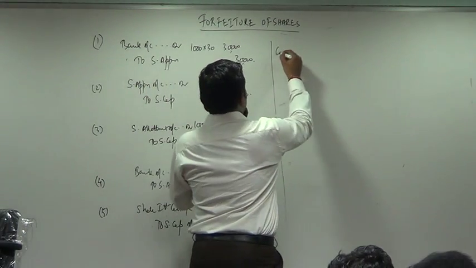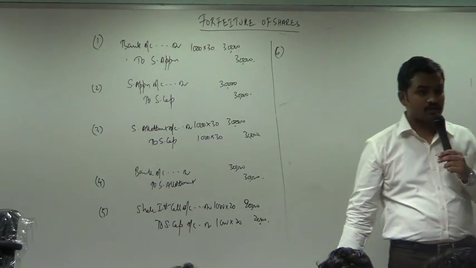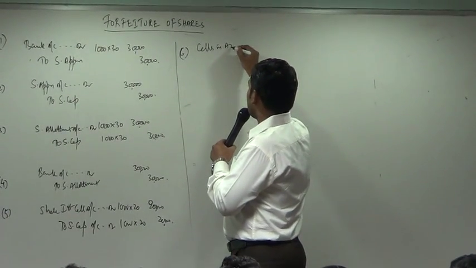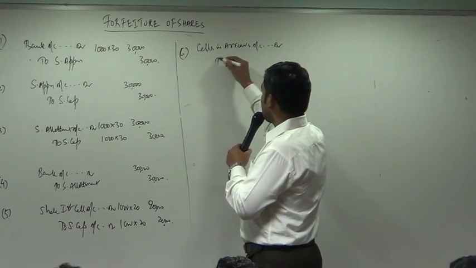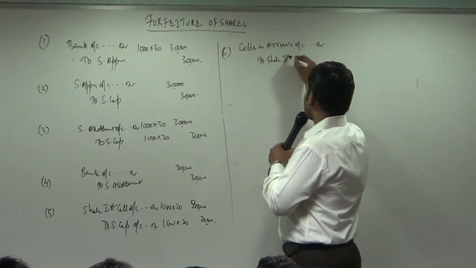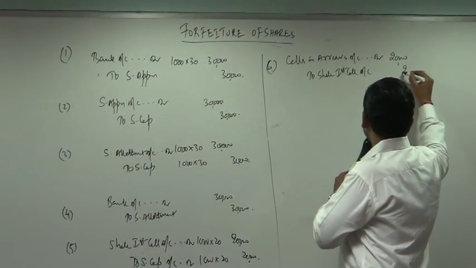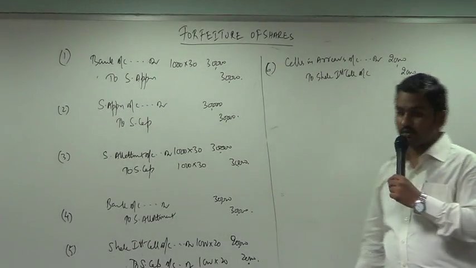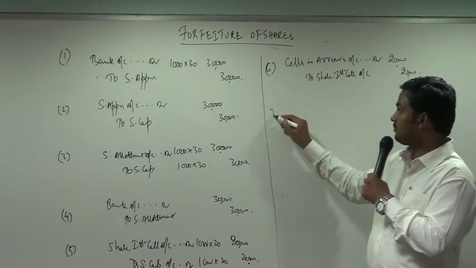Now, first call money, is it received or not received? First call money was not received. What is the entry written? Calls in arrears account debit to share first call account. How much? 20,000. Calls in arrears account debit to share first call account 20,000.